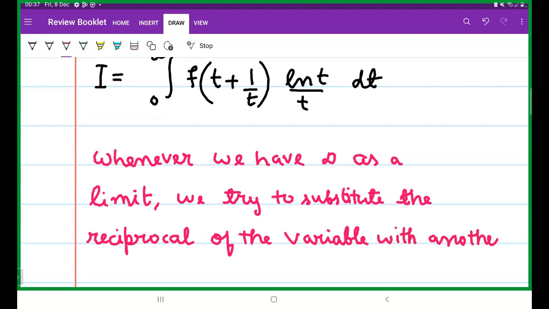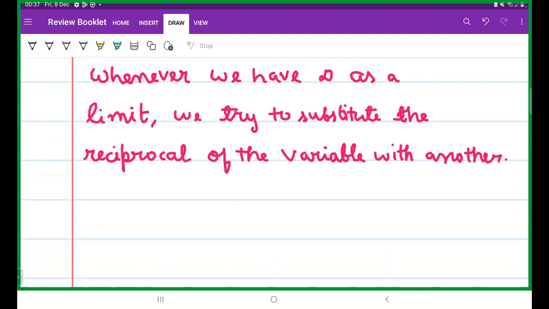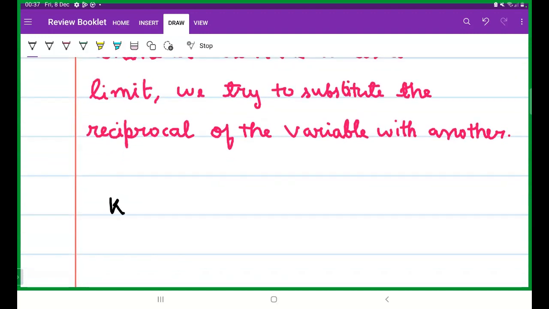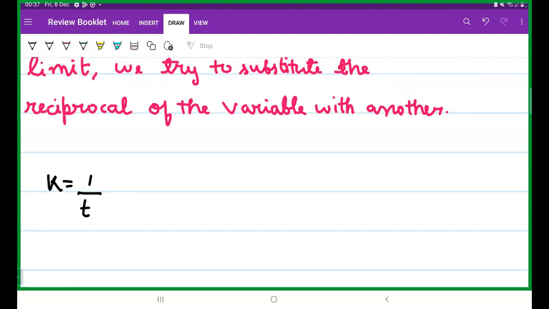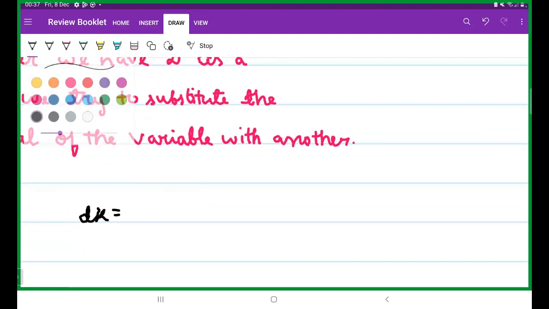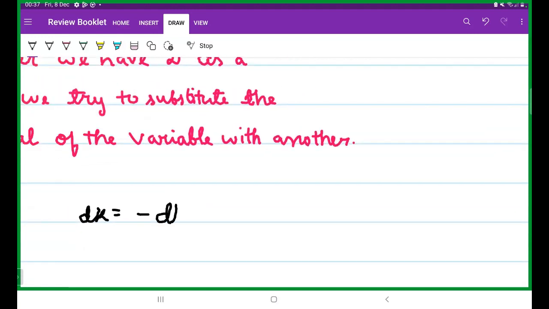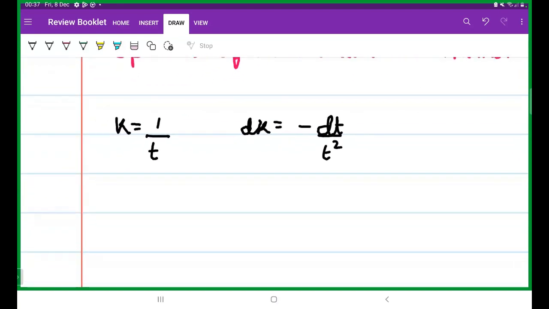For example, here t is the variable, right? So we will consider k is equal to 1 by t, right? k is equal to 1 by t. So now let's replace everything with k. Okay, first let's differentiate this. We need to find dk, right? So dk will be equal to minus 1 by t square, right? Minus dt by t square.